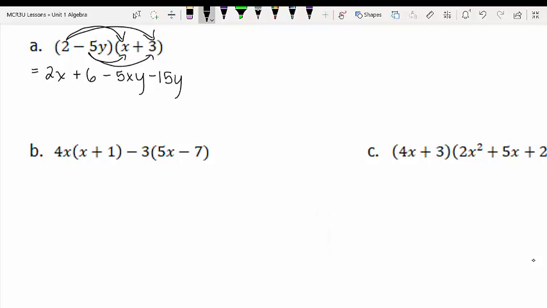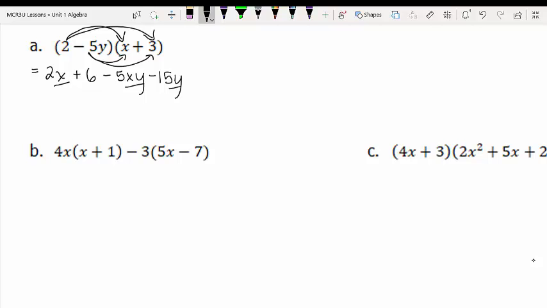Okay, now let's combine like terms if we have any, and unfortunately here we do not. We do not have any terms that have identical variables and exponents, right? This guy's got an x. This guy doesn't have a variable. This guy's got an x and a y, and this guy's just got a y. So we have no like terms here. Okay, so because there's no like terms here, we are finished.